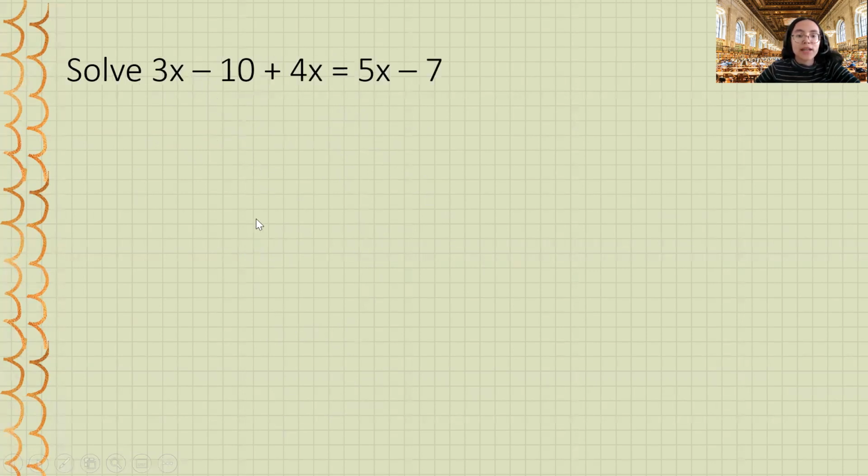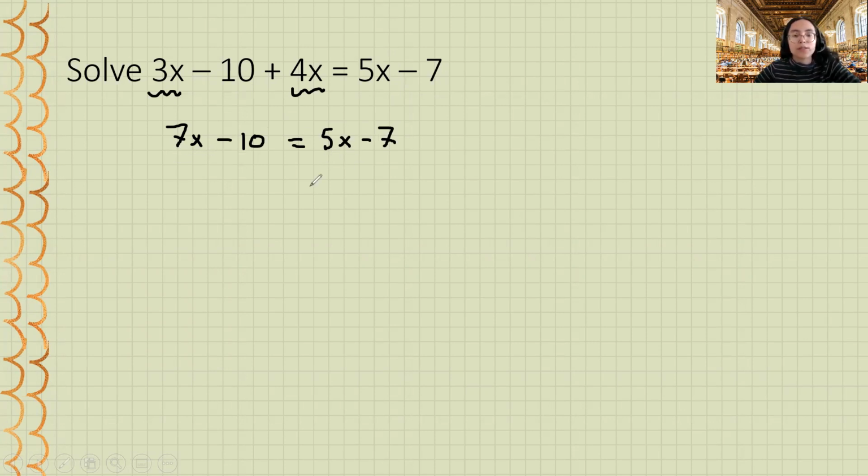Here we have 3x minus 10 plus 4x is equal to 5x minus 7. And I notice that I have variables here and here, two variables on the left-hand side and one variable on the right-hand side. So what I'm first going to do is combine these two on the left-hand side. So 3x plus 4x will give me 7x, and I can write everything else that I have. And now I can combine this variable with this variable, okay?